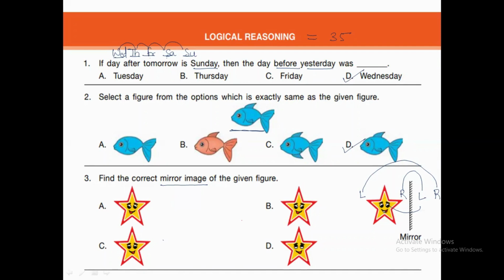Now you can see this tongue. This tongue is in a right direction. So this should be in a left direction when we are talking about the mirror image. Here in option A, you can see the tongue is also in a left direction, which means option A is the correct one.